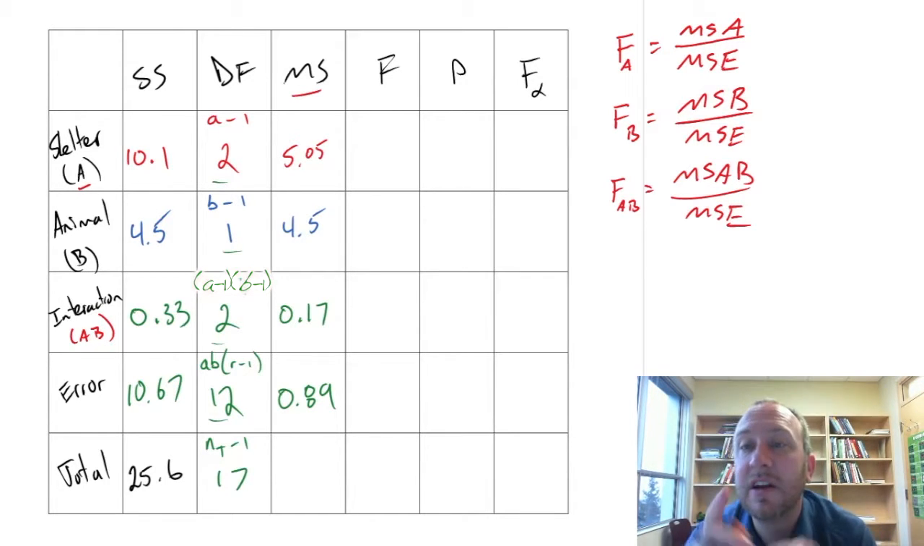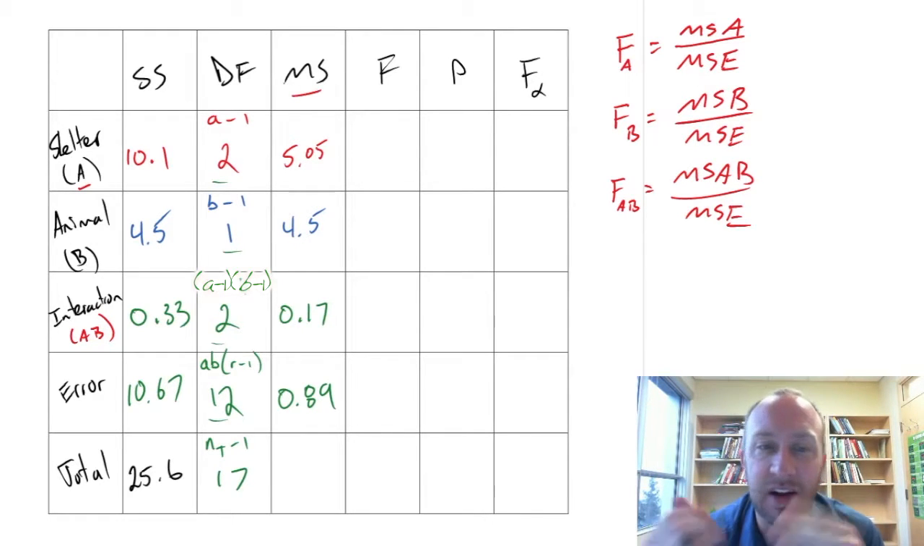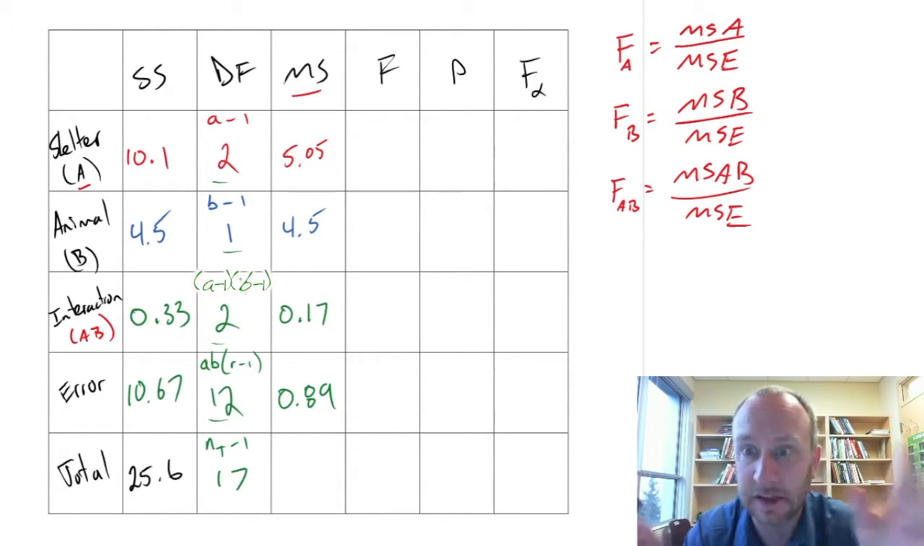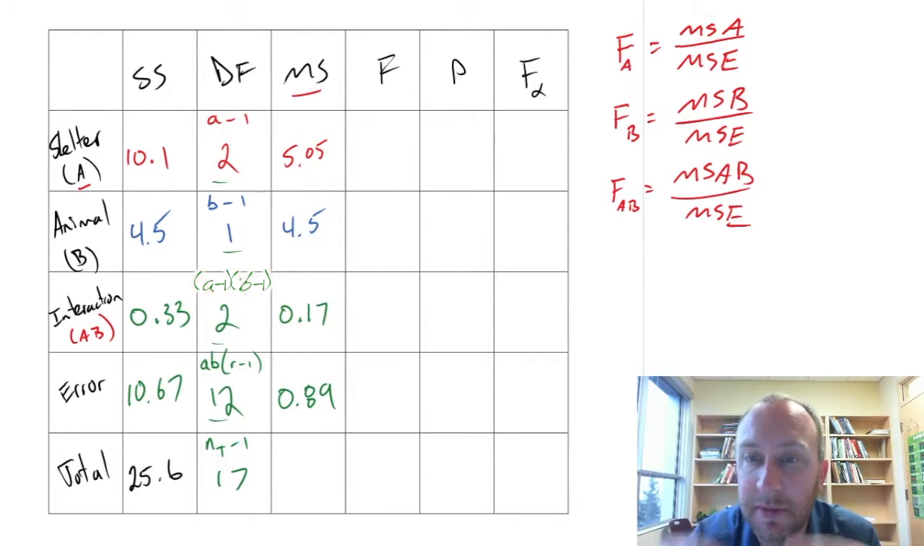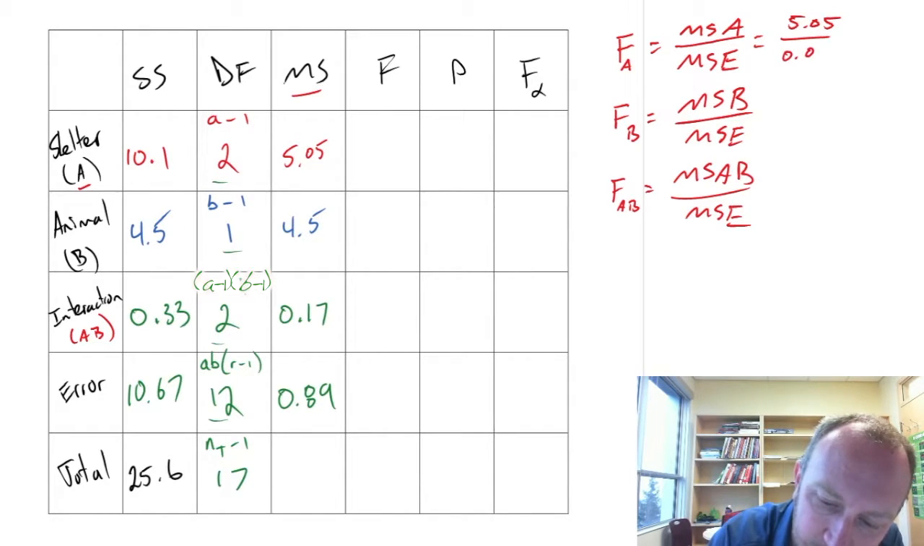The one thing to note here is that MSE is always in the denominator. It's an easy mistake that I've seen students make. They get all these MS, mean squared things mixed up. It's always going to be MSE in the denominator. So for this first one, this is going to be 5.05 divided by 0.89. The next one will be 4.5 divided by 0.89. And the next one, interaction, will be 0.17 divided by 0.89.